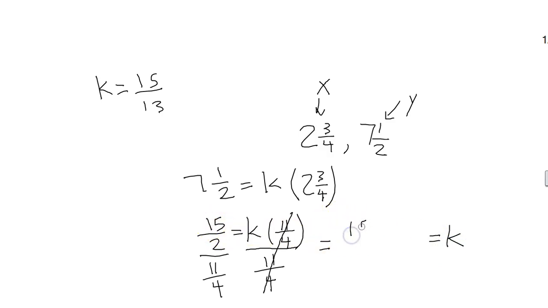So we have 15 over 2. We have another fraction, so we're going to change to multiplication and flip 4 over 11. All right. So in this case, as you can see, we can't reduce this way, but we can reduce this way. 2 goes into 2 one time, 2 goes into 4 two times. So now what I notice is I have 30 over 11 as my k, okay, which is not the same as 15 over 13. So these two numbers are not proportional, okay, because you should get the same k constant. So the answer to number 9 is no, they're not proportional.